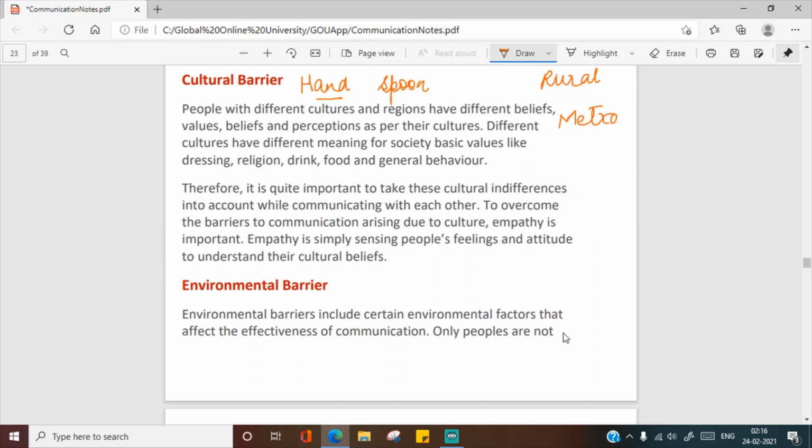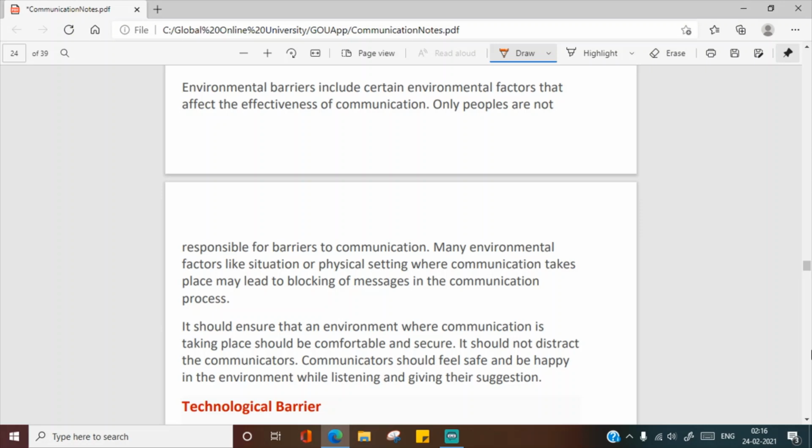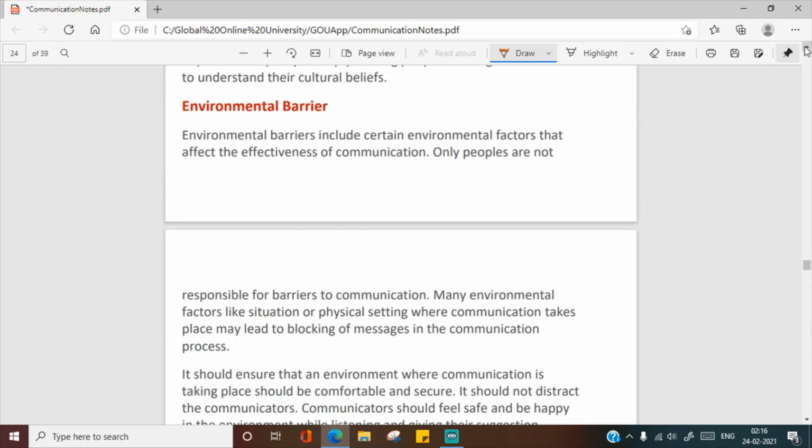Okay. Next is environmental barrier. It is related to physical barriers. It includes environmental factors that affect communication. For example, if the environment is very cold, that will also be a kind of environmental barrier. People will not be able to communicate, or the physical setting. So this environmental barrier is related to physical barriers only.